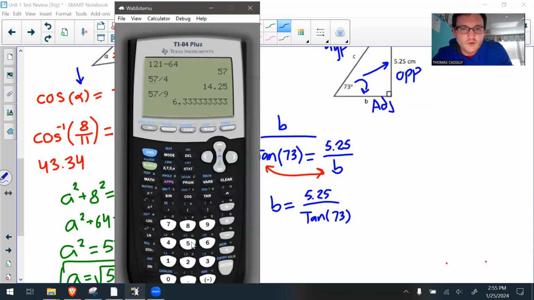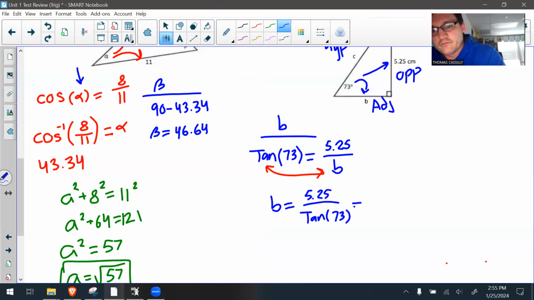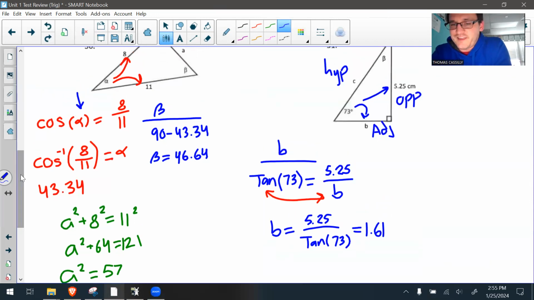No human being can do that in their head. 5.25 divided by the tangent of 73. That gives you 1.61. We can use the Pythagorean theorem to find C, but then we're relying on that 1.61 being correct if we do that. So let's just play it safe. I'm going to use trig again.